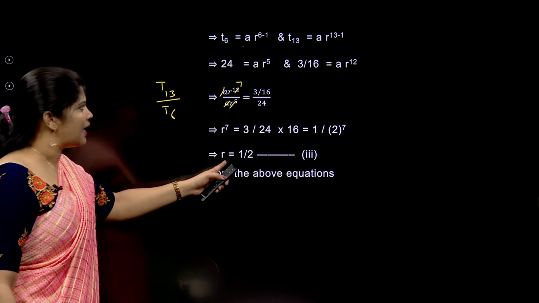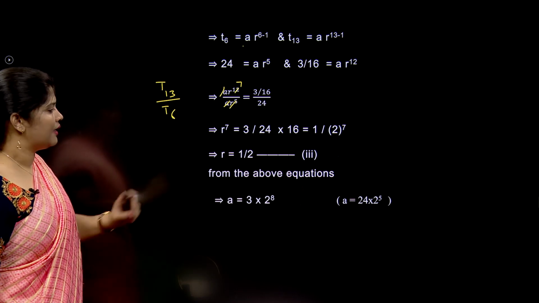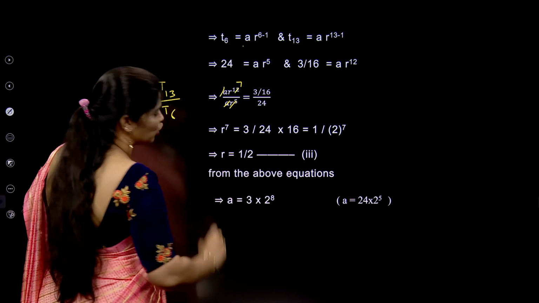Then substitute this r value in the first equation. Then we will get A equals 3 into 2 power 8.